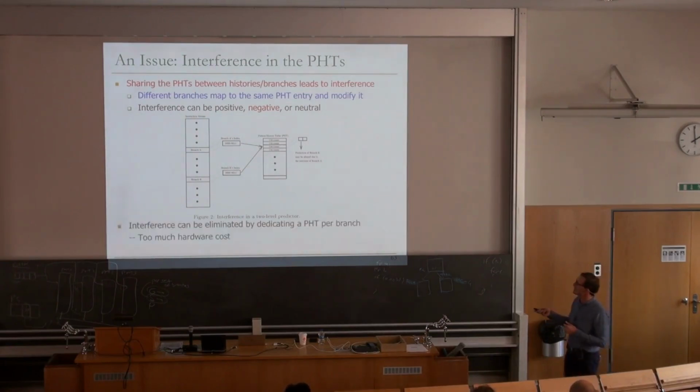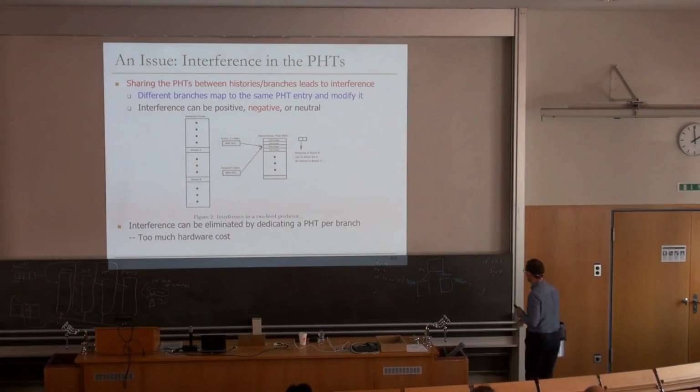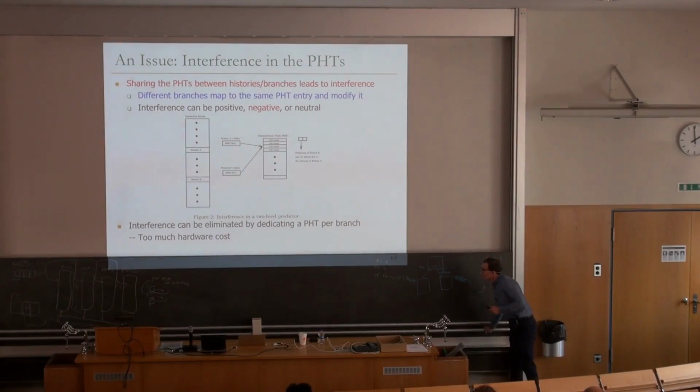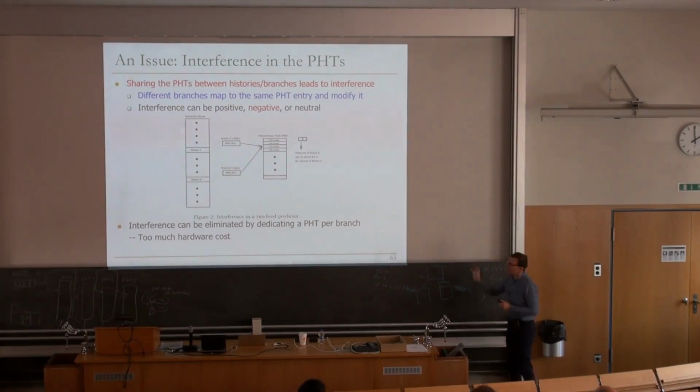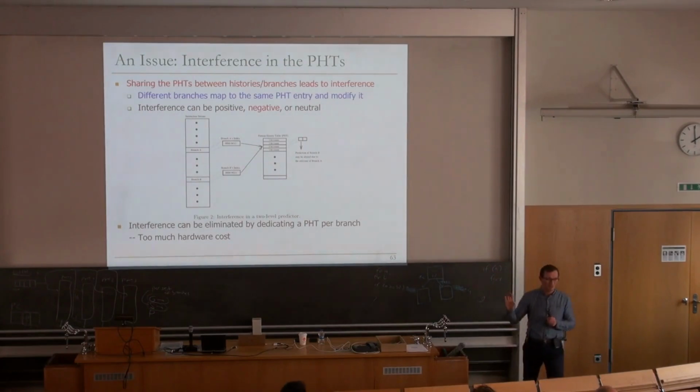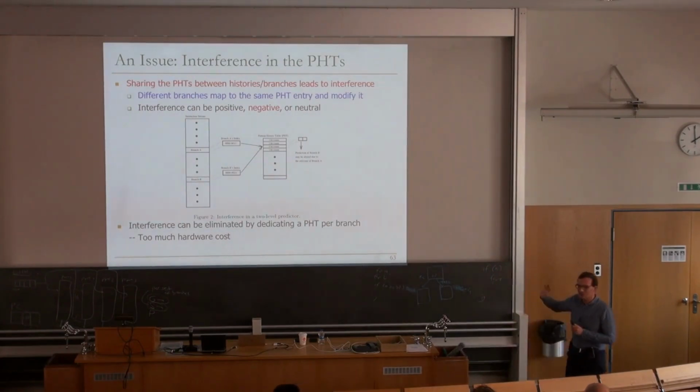But can we actually solve this problem of interference? Can we eliminate this interference somehow? One way of eliminating it, clearly, is to dedicate a PHT, pattern history table, per branch. But if you have 60,000 branches, this is clearly not feasible. It's too much hardware cost.